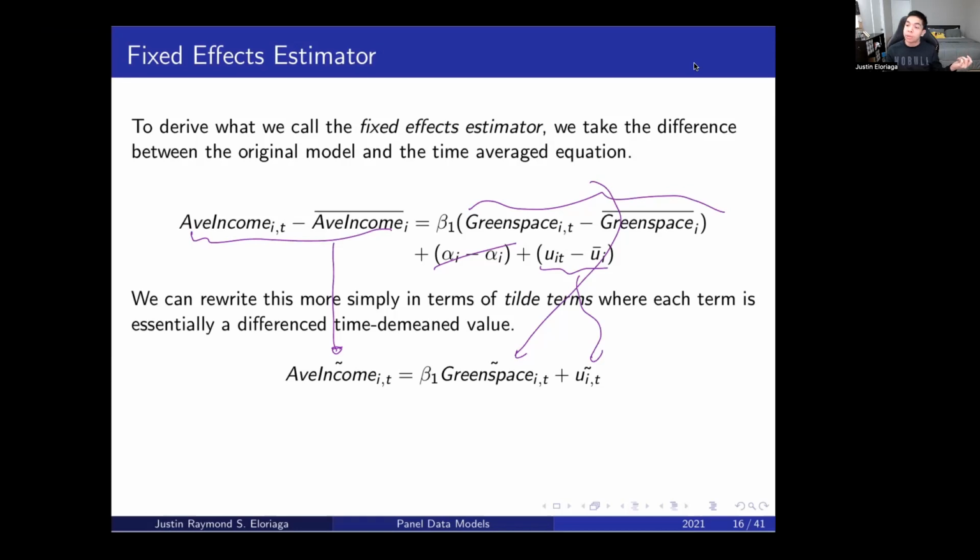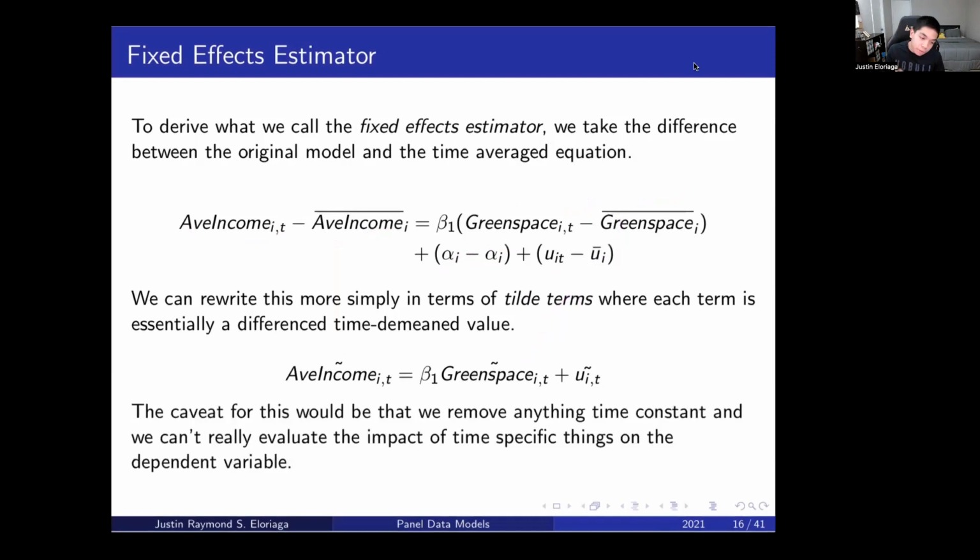In addition, we were also able to transform it in some way, so necessarily we don't need that much variation to generate a nicer estimate, which was a problem we were having in the first differences model. We don't necessarily see this here. The caveat is that if we remove anything that is time constant, we can't really evaluate the impact of time-specific things on the dependent variable.